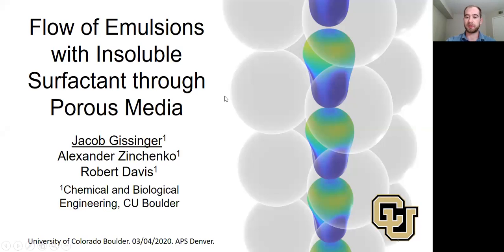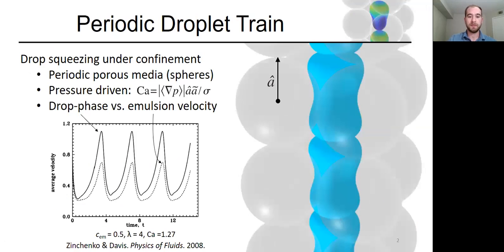So the porous media is represented by perfect spheres in a periodic lattice. And then the colors on these drops represent the local amount of surfactant at the drop interface. So first I'd like to go over some previous work, specifically by Zinchenko and Davis, who developed a robust computer code to simulate clean drops flowing through a periodic lattice using the boundary integral method.